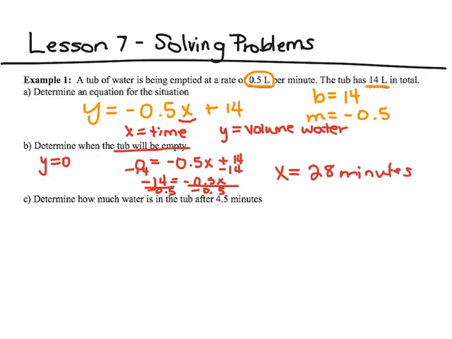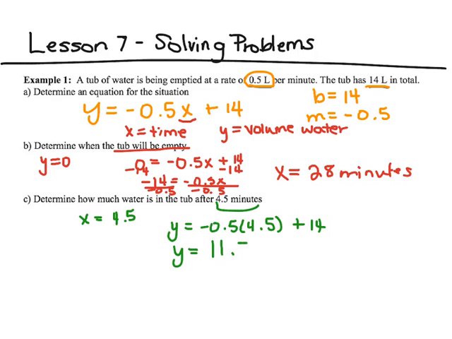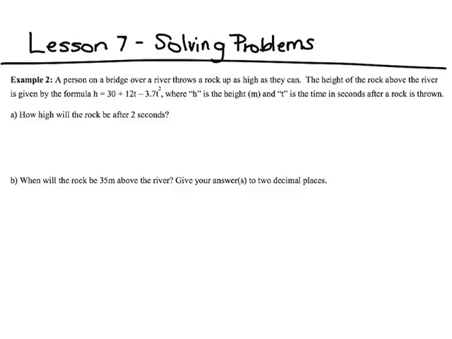And for the last one, we want to know how much water is in the tub after 4.5 minutes. So we're going to make x equal to 4.5. So we have y is equal to negative 0.5 times 4.5 plus 14. So y is equal to 11.75 liters. When you type that into your calculator, that's what you would get. So that is how you would manipulate that equation.